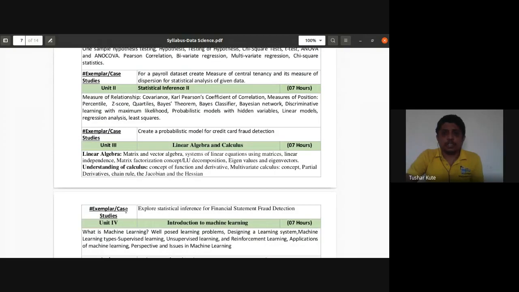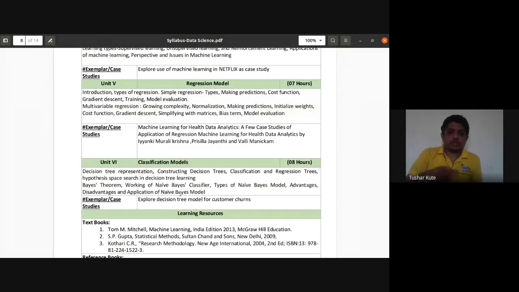And you can find Bayesian theorem is present here also, classifier and Bayesian network. So this topic is also present two times. That also we'll see practically. And for this, they have given a case study for a decision tree model for customer churn identification. That also we will see.